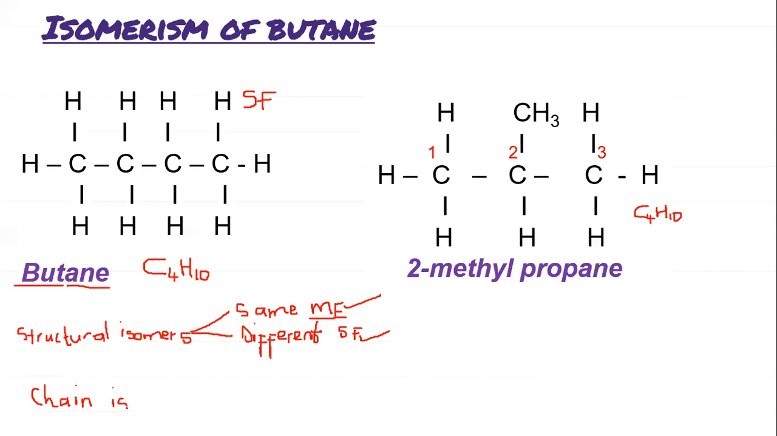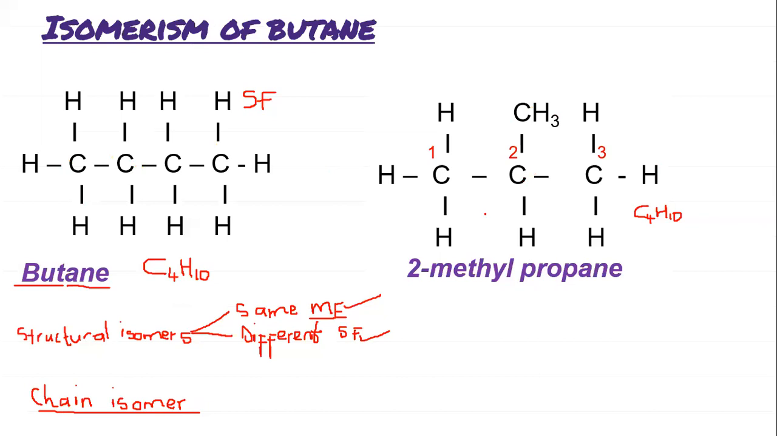Now, why are you saying these are examples of chain isomers? Because they are organic molecules with the same molecular formula, but a different type of chain. And because the chains are different, these molecules are examples of chain isomers. Why are we saying the chains are different? Because that one is a straight chain, but this one is a branched chain.